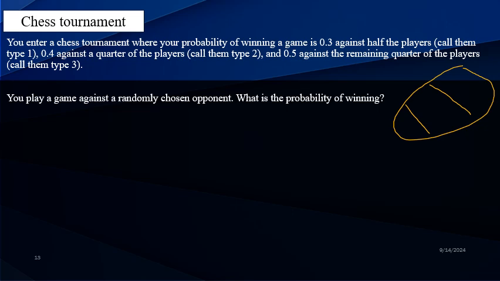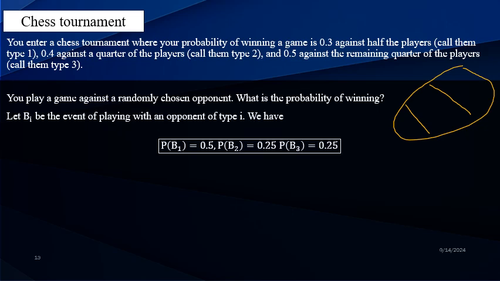Now, you play a game against a randomly chosen opponent, and you have to compute the probability of winning. You can call it W. You have to compute the probability of W. First we have to come up with the partition. The partition has a simple notation. You can call it T1, T2, T3, or better the general notation B1, B2, B3. All the chess players under consideration have been partitioned into three. What is the probability of B1?